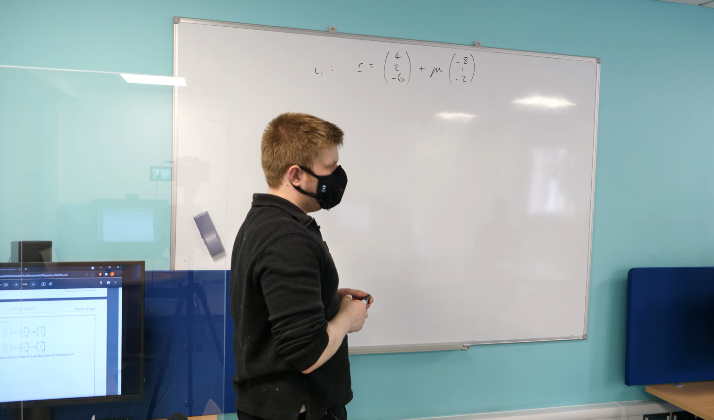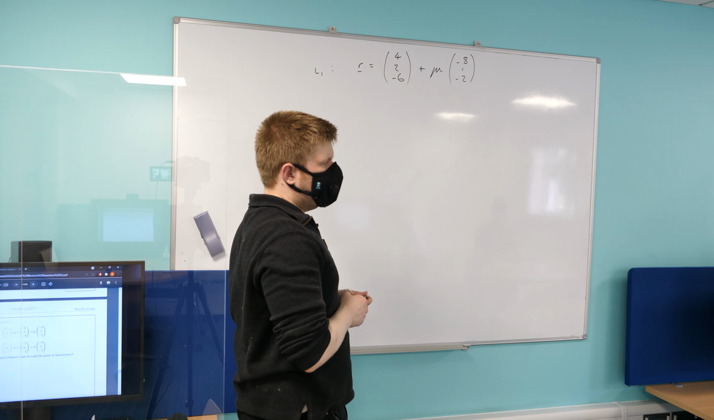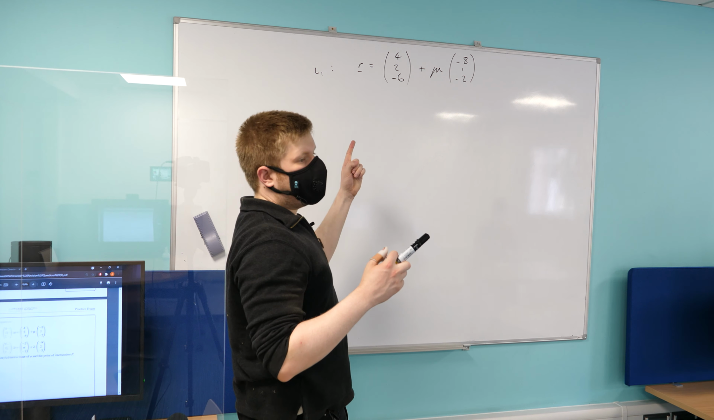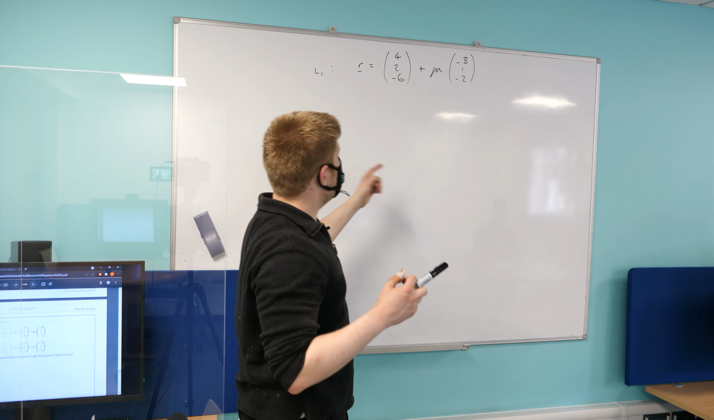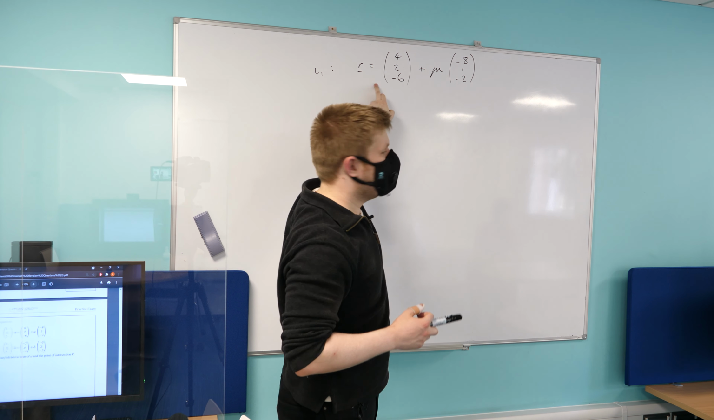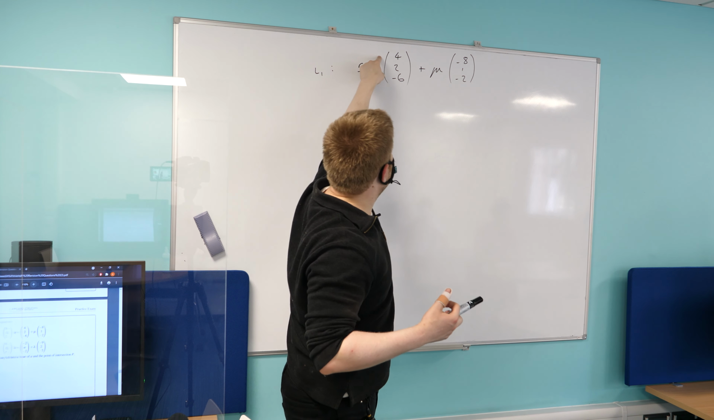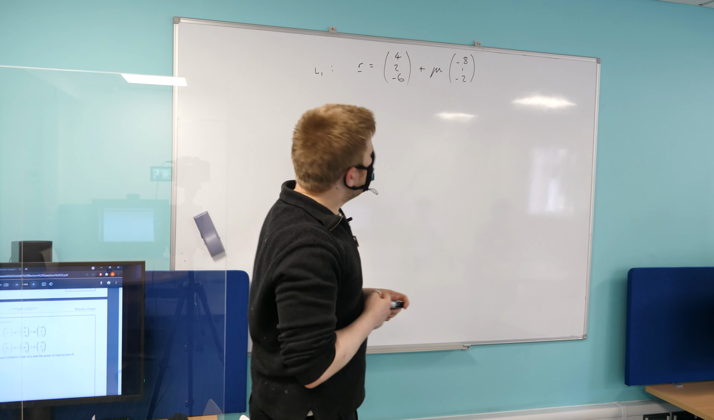It's a line equation. Good. So we've got a straight line. How many dimensions are we working with? 3. 3 dimensions, okay, so we've got left and right, up and down, forwards and backwards.